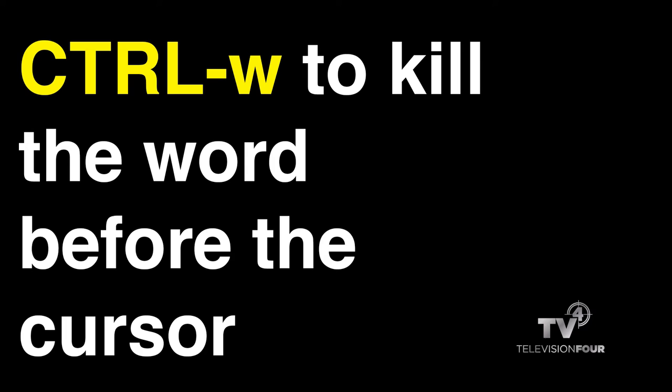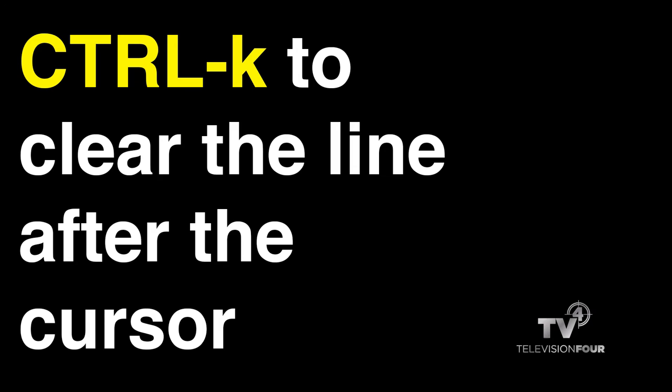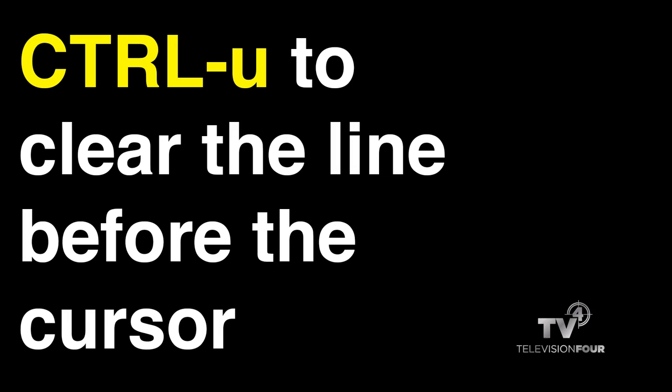Control K clears the line after the cursor. So using two of these put together, if you want to delete the line completely, Control A to move to the beginning, Control K clears the line. Control U clears the line before the cursor. Even faster, even better, only one keystroke. You want to clear the line that you're on and you're at the end of it, just hit Control U.